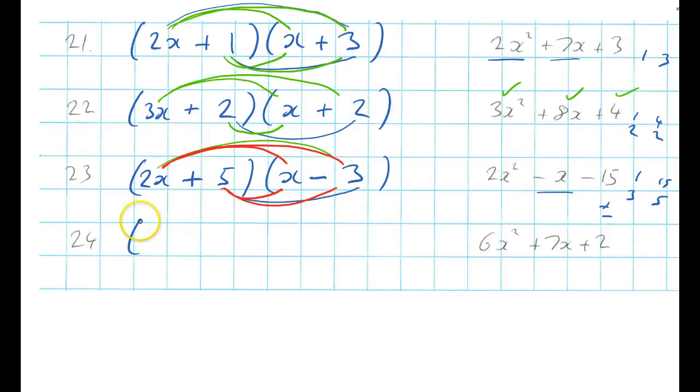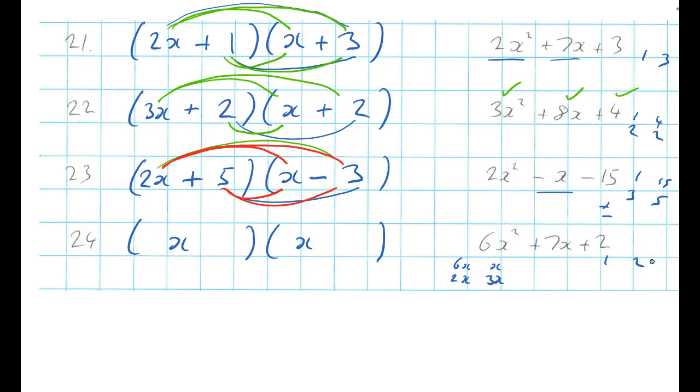24. Quadratic. Double brackets. 6x squared. Horrible. Because it could now be 6x and x. Or it could be 2x and 3x. So I'm just going to put the x's in there. To get 2, 2's lovely, because 2 can only be 1 and 2. So I'm being a bit kind here.